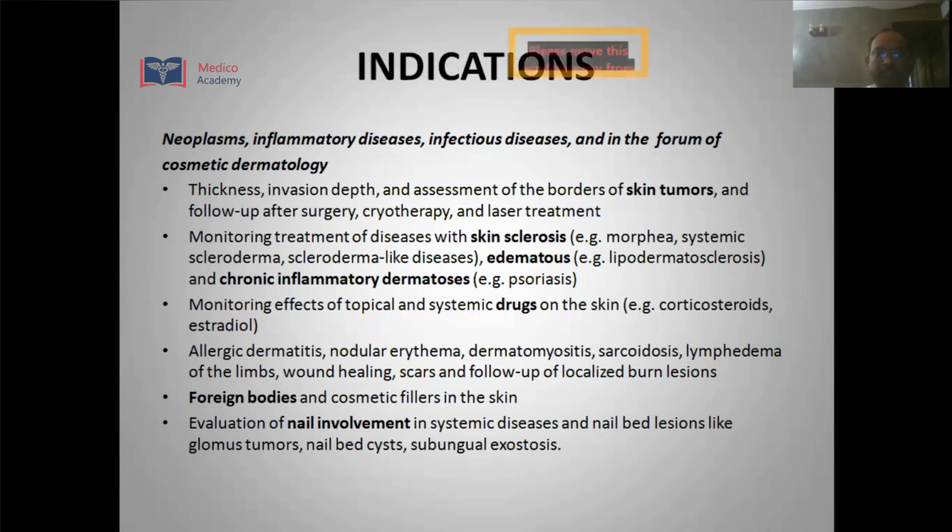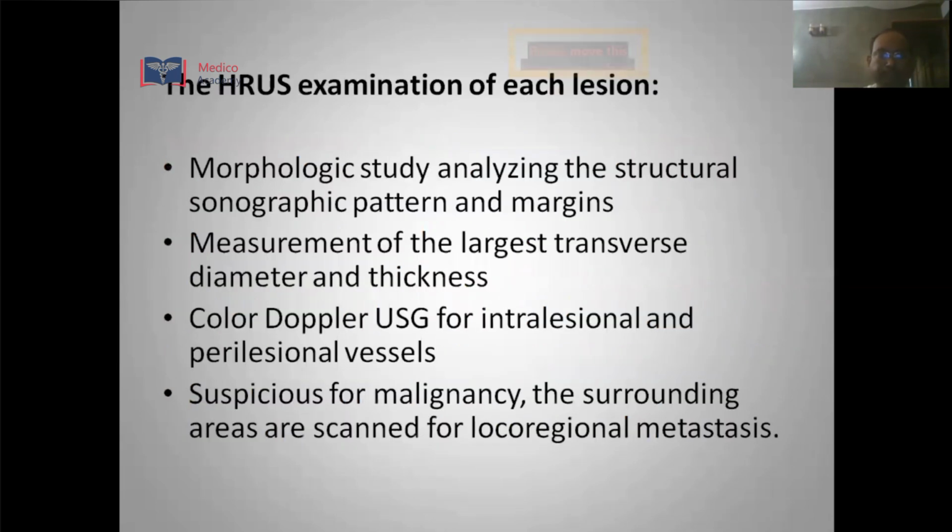Also, in cases of allergic dermatitis, nodular erythema, dermatomyositis, sarcoidosis, lymphedema of the limbs, wound healing, scars, and follow-up of localized burns. It has a very important role, which has been used for a long time, for foreign body localization and cosmetic fillers in the skin. Ultrasound can also be used in evaluation of nail involvement in systemic disease and nail bed lesions such as glomus tumors, nail bed cyst, and subungual exostosis.